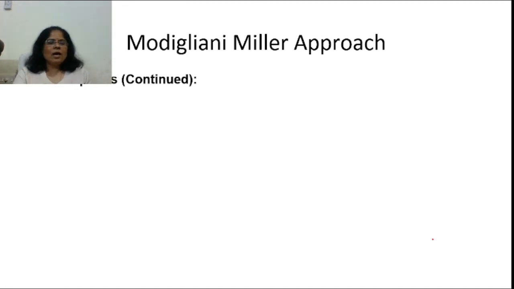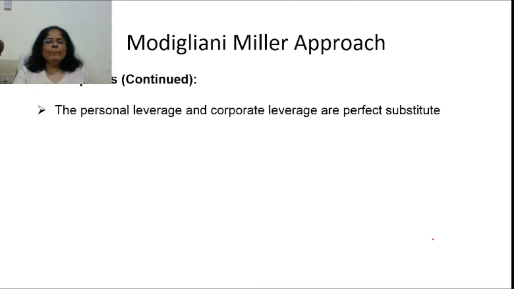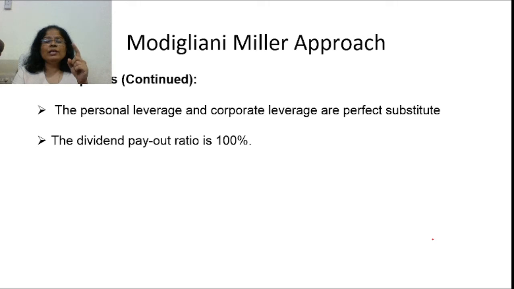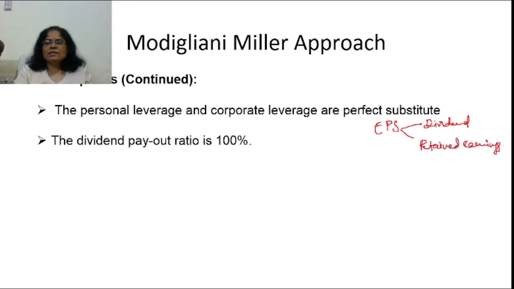Right? Now, a further assumption under Modigliani Miller is that personal leverage and corporate leverage are perfect substitutes. Meaning if an individual feels it's a leverage, then corporate leverage is going to be applied. Right? The next is that the dividend payout ratio is 100%. The dividend payout ratio, in the sense they are not going to retain anything with them. This was already discussed in the previous videos. Earnings per share may be paid in terms of dividend, and some part of it will be kept as retained earnings. And we discussed as part of the assumptions under capital structure theories that there are no retained earnings.